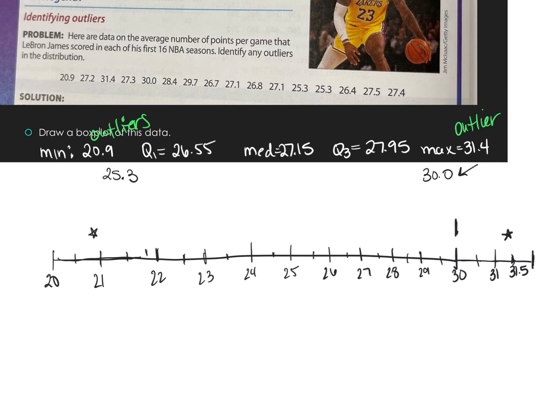And then for my Q3, I draw the bigger bar, the beginning of the box. It's 27.95. Actually, I could go closer to 28. And I connect that. Now I can draw it whichever way, I can start with the minimum too if I wanted. The median is 27.15, so I draw that line. And then Q1 is 26.55. So there is my box.